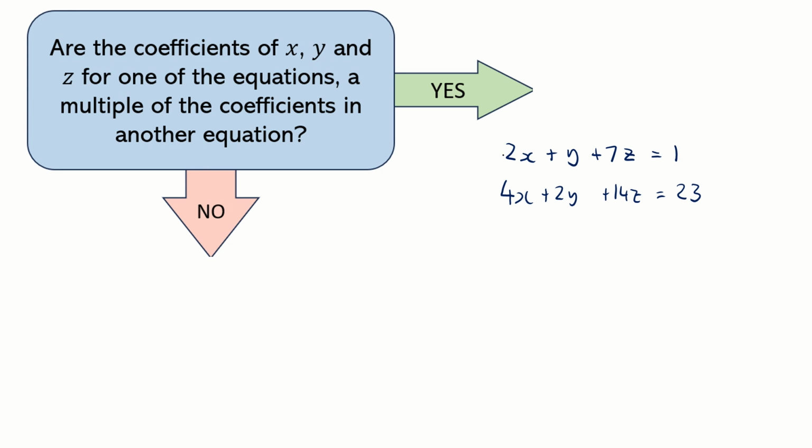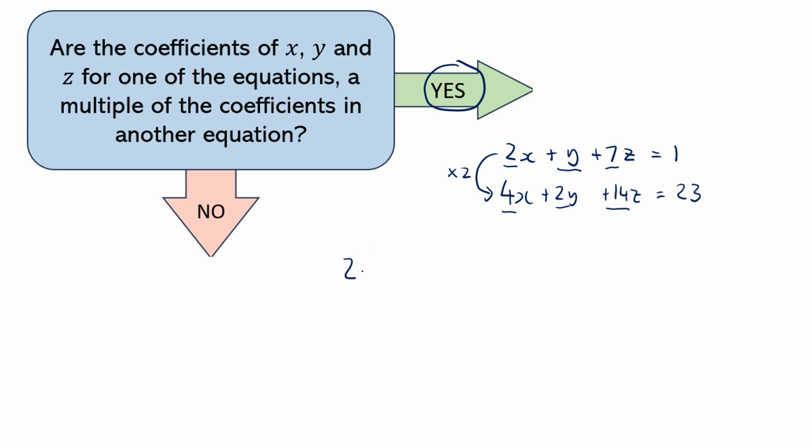What you're looking at is the coefficients. So the first equation has coefficients of 2, effectively 1, because we've got one lot of y, and 7. And then if we look at the coefficients in the second equation, we realize they're 4, 2, and 14, which are all double the coefficients of what we have in the first equation. So that is an example of what we're looking for, and this is the scenario where we'd say, yes, this is happening, and we'd go and do some other stuff.